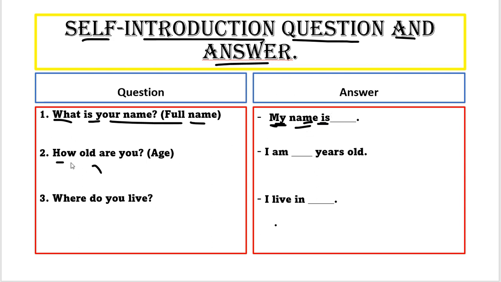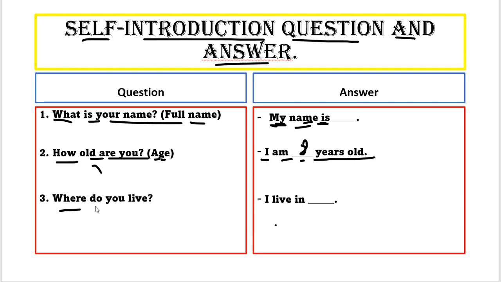Next, how old are you? This is your age. Since your first birthday, you must count: how many birthdays do you have now? That is your age. So you can say, I am 8 years old. I am 8 years old because you're grade two, so I think you're around 8 or 9 years old. That is your age.